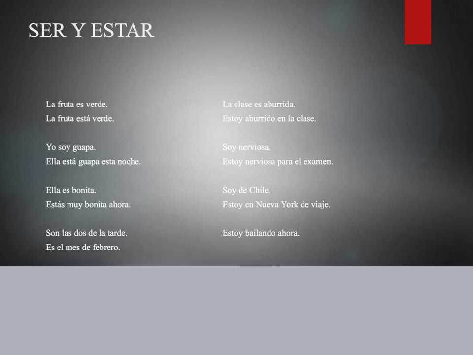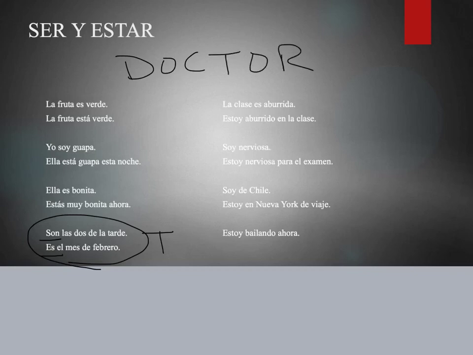Okay, we'll skip to this one since the previous example is just like the one we did. Okay, so son las 2 de la tarde, es el mes de febrero. Here I see that I'm talking about time. So if I think about doctor, description, occupation, character, time, origin, relationship. Okay, so I know that this one relates to time. So I'm using it to describe time. So I would use ser.